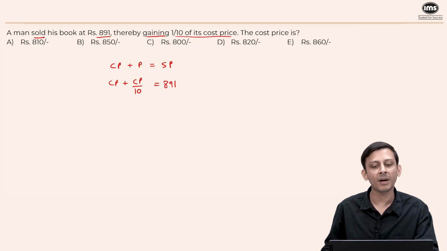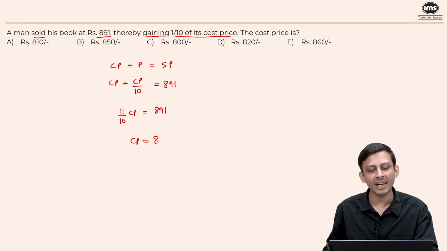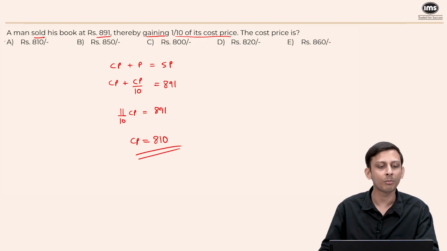So we will have cost price plus 1/10 of the cost price, which is 11/10 of the cost price. This is equal to 891. So we can easily calculate the cost price. So that will be 810, which is there in option A.